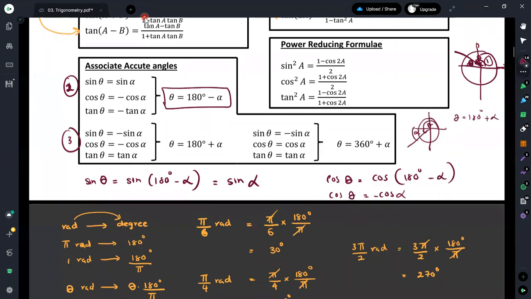Therefore, if you take the sine value of this angle, it can be simply considered as minus sine alpha. For cosine theta, if you take the cosine of this angle, this can be taken as minus cosine alpha. So with theta equals 180 plus alpha, again using the compound angle formulas, you should be able to obtain these values. Cosine theta equals minus cosine alpha, then tan theta equals tan alpha.